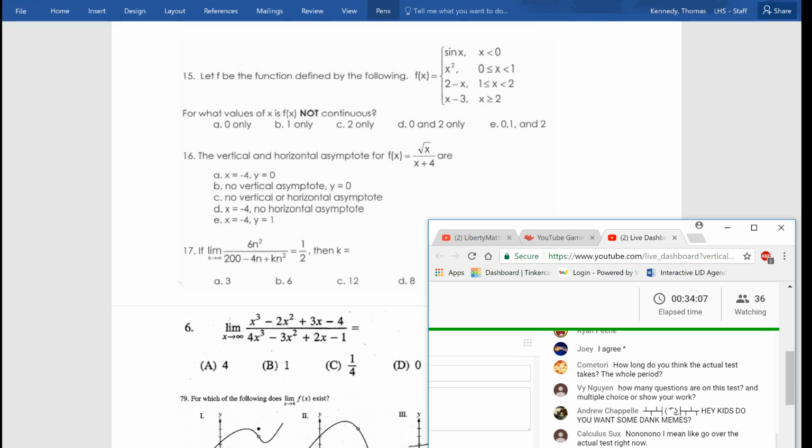Oh, go over the actual tests right now. Oh yeah, I was joking about that earlier today. No, I'm not gonna go. And calculus sucks, really? How do I ban people? Can I click on? I'm too lazy. Yeah. Hey, I'm giving you intel on the test.